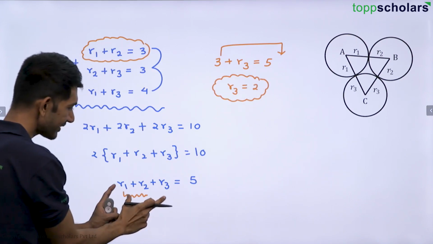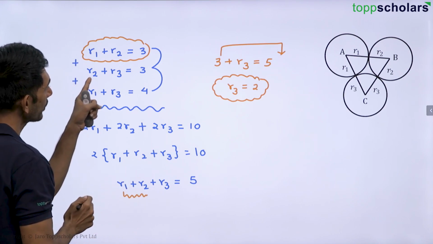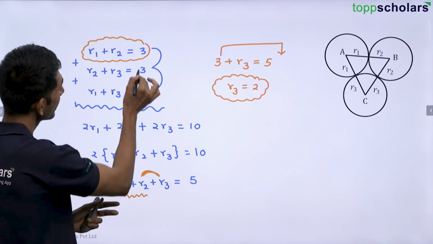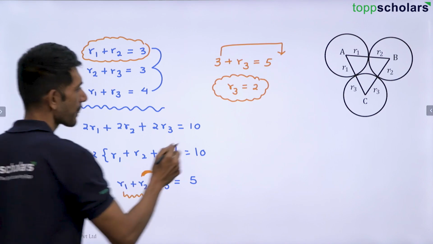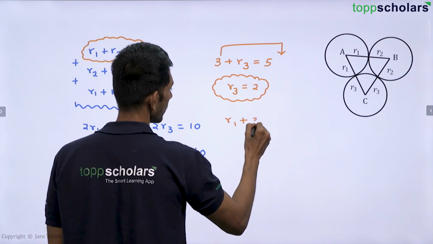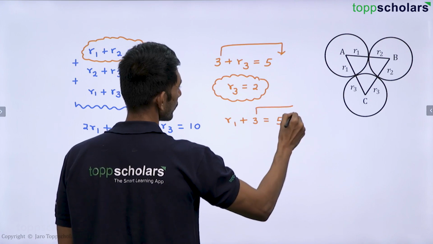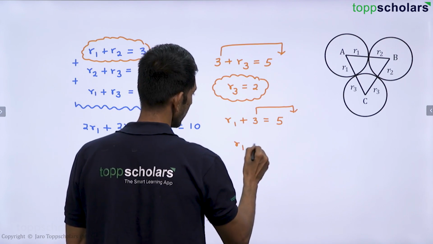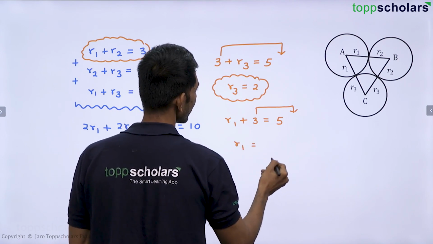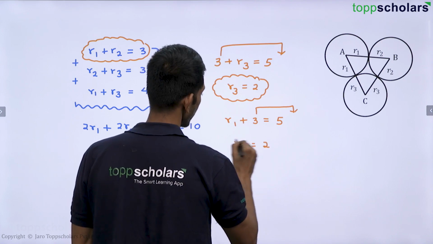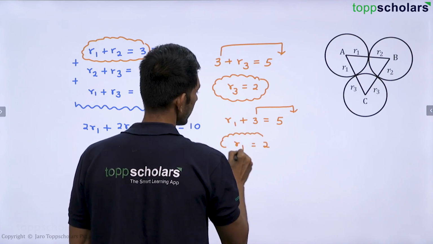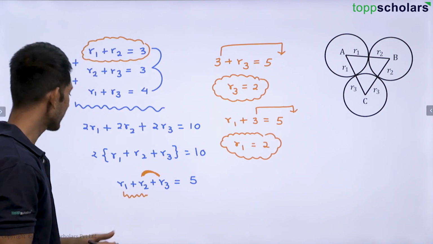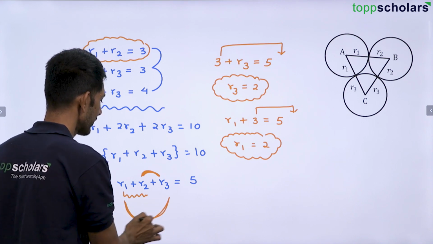Correct? Similarly, in the same equation, I'll put R2 plus R3 as 3. So if I put this as 3, I have R1 plus 3 is equal to 5. So this goes on the other side. So can I say R1 is going to be 5 minus 3. That is, okay, 2 again. And then finally, R1 plus R3 is 4.